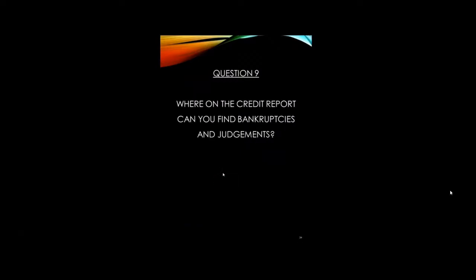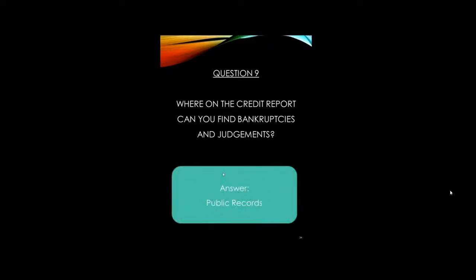Question 9. Where on the credit report can you find bankruptcies and judgments? So again, another credit report question. And the answer is the public records. This is an important section to know. You want to know if the borrower filed bankruptcy, how long ago, what chapter it is, and if any judgments are outstanding, how much they are. These are all factors that determine if the loan will qualify.